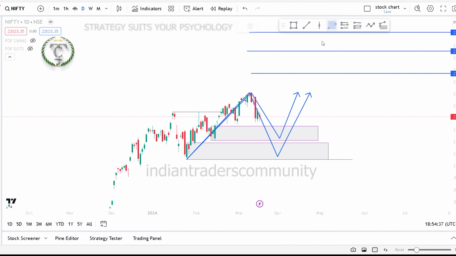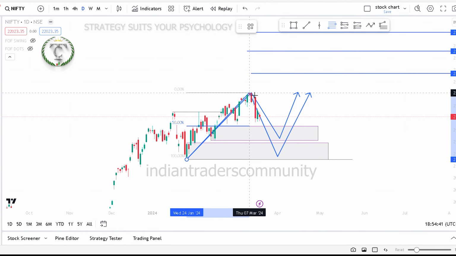So actually we used a Fibonacci tool for this to find the correct level of supply and demand. In the market, everywhere there will be supply and demand. So at this point we use this tool to find out the best demand levels where the market can react.